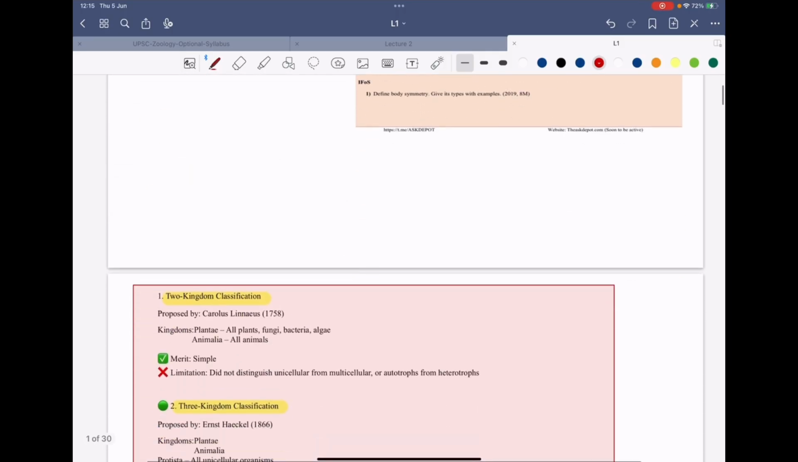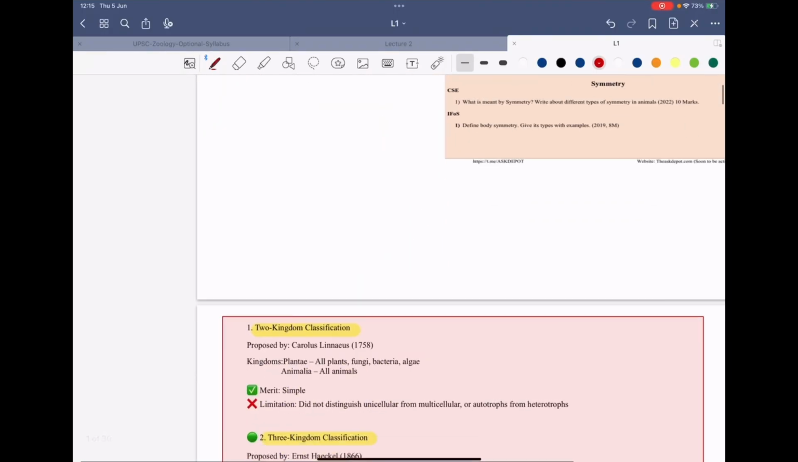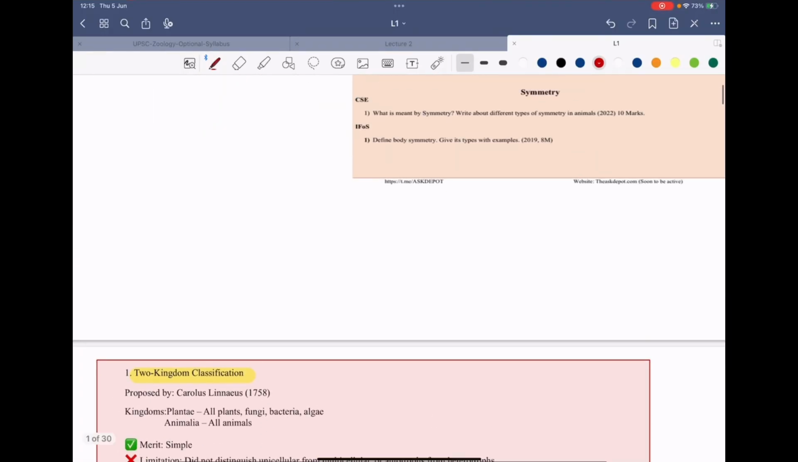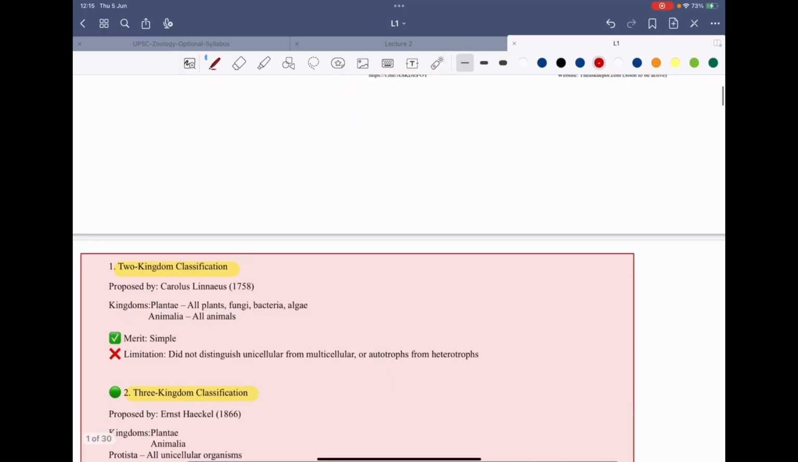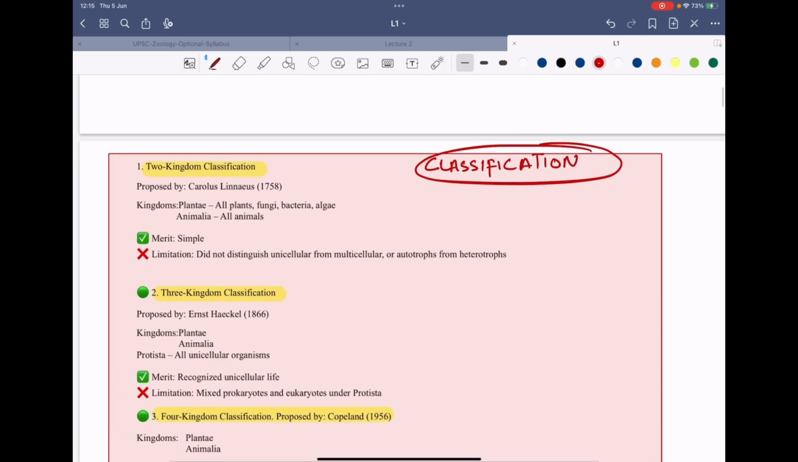So let's start with the first topic, that is the idea of classification. There is one history behind the development of classification over the years.